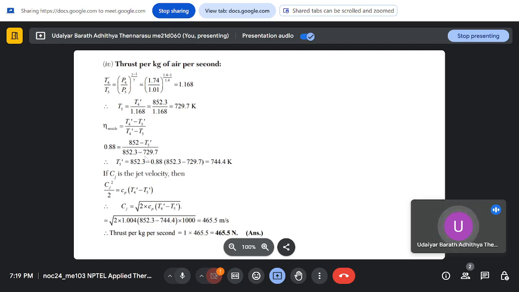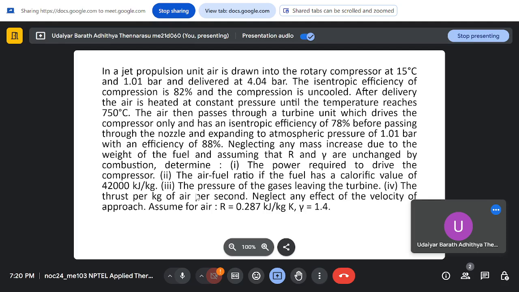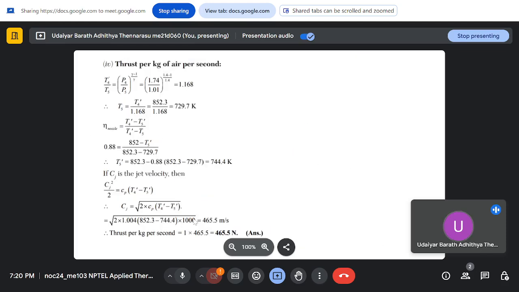So with this I can find out the jet velocity. Jet velocity: Cj squared by 2 equals Cp into the change in temperature across the nozzle, T4' minus T5'. So Cj is root of 2 into Cp into (T4' minus T5'). Substituting the temperature and converting it to joules, it becomes 465.45 meters per second. So the thrust per kg per second is 1 into 465.5. Assuming inlet is 0, it will be 465.5 Newton.